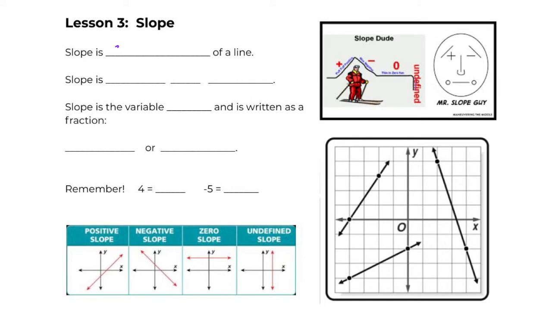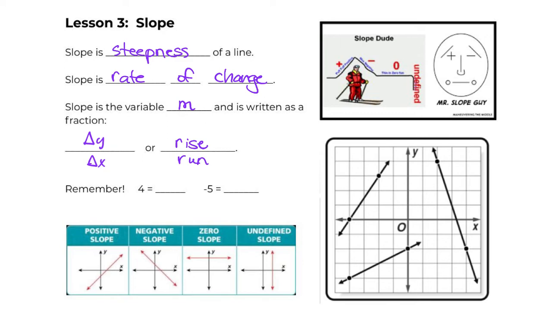Remember that slope is the steepness of a line, and slope is also called rate of change. So this is what we've been talking about all year. It has a new name when we're talking about it on a graph, but you can really use those words interchangeably. The slope is the variable m, and it is written as a fraction, and that fraction can be the change in y over the change in x, or you can see that as rise over run.